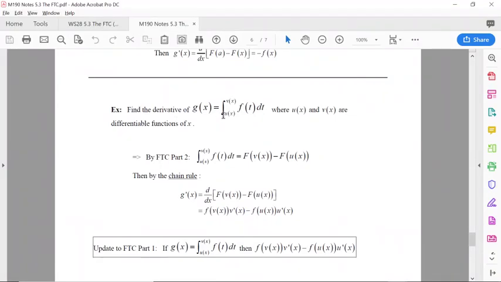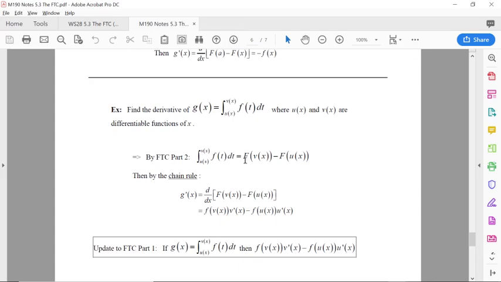Find the derivative of this variable integral function, where u of x and v of x are both differentiable functions of x at the bounds. Well, by part 2 of the fundamental theorem of calculus, we would take the antiderivative of the integrand, big F, and evaluate the upper bound at that, so F of v of x, minus the lower bound evaluated, F of u of x. Notice that each of those are compositions of functions now. This is equal to g of x, and we're being asked to find the derivative of g of x, so we take the derivative of this output with respect to x, and it's going to require the chain rule.